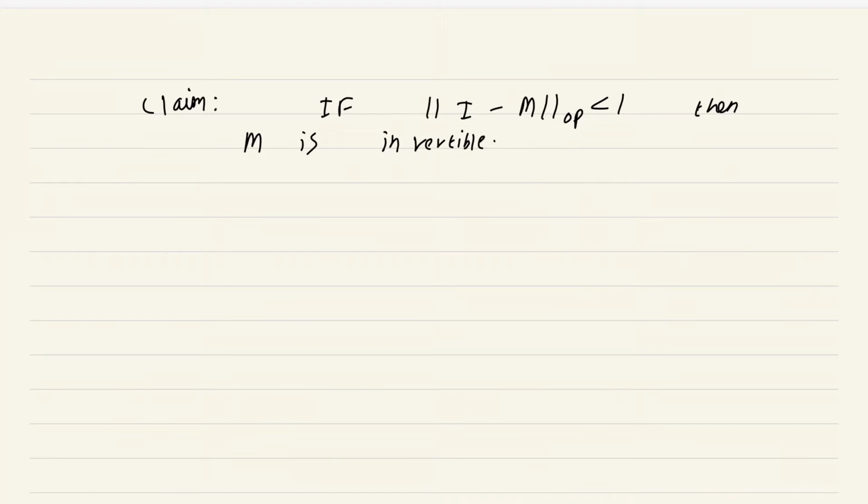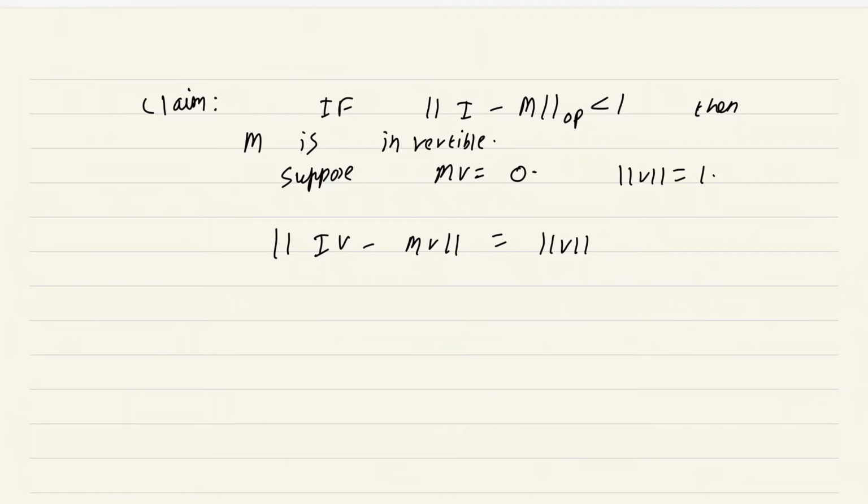Let's see why it's true. Suppose Mv equals 0. That's the only way by which a self map of a finite dimensional vector space can fail to be invertible, only if the kernel is non-trivial. Then the norm of Iv minus Mv is going to be equal to norm v, because Mv is 0. We can take a unit vector in the kernel, because the kernel is a vector subspace. So the norm of Iv minus Mv equals norm v, which is equal to 1. But we assumed that the operator norm of I minus M is less than 1, and we have a unit vector such that the norm of Iv minus Mv is equal to 1, which is not possible. This is a contradiction. So M is invertible.